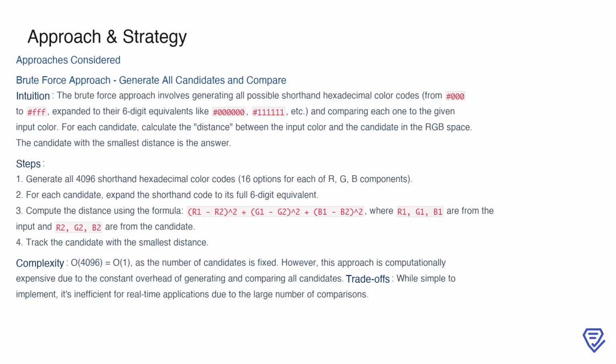While this approach is straightforward and simple to implement, it requires generating and comparing all 4,096 possible candidates. This makes it computationally expensive and inefficient for real-time applications, even though the total number of comparisons is fixed. The trade-off here is that while the brute force approach is conceptually simple, it introduces significant overhead due to the exhaustive nature of the comparisons.